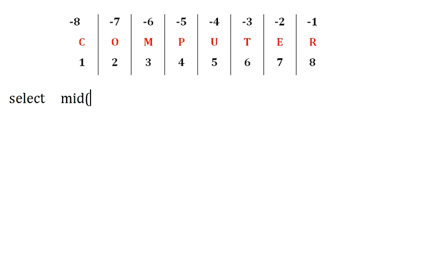Mid, and here I am passing the keyword or the string as computer, comma, m. M means from which position I want to extract the data of my string. So if I give it as 2, comma 3. Suppose think that this is the value which I have passed as arguments to my function.